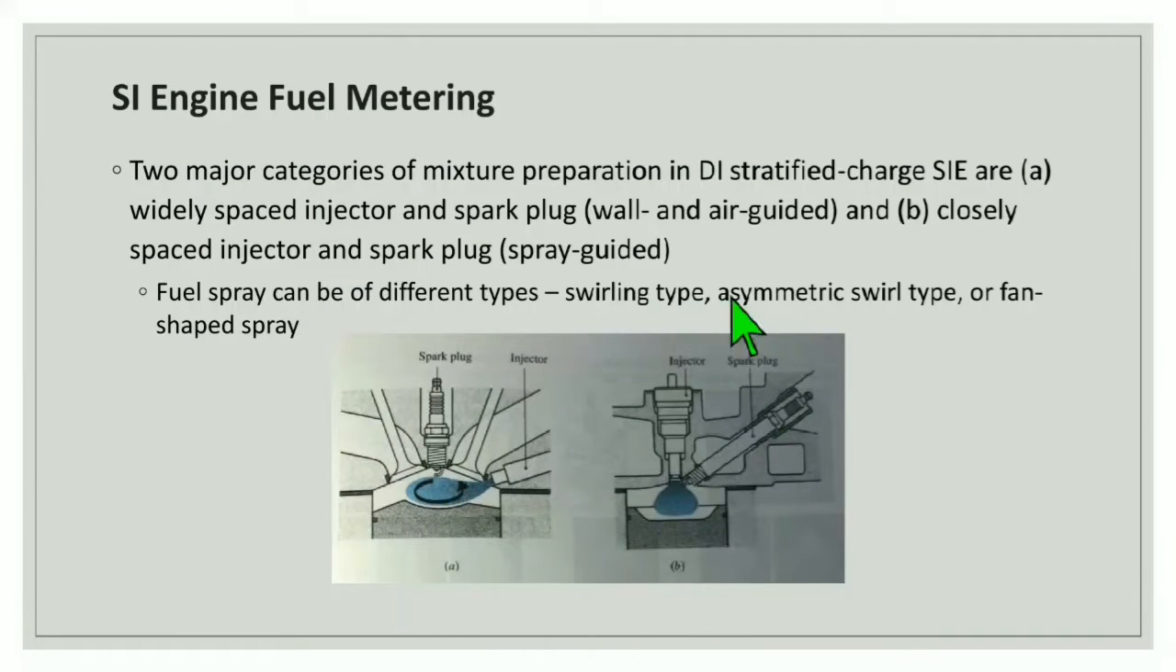And this is for number B, which is closely spaced injector and spark plug, spray guided. Look at this. This is the injector and this is the spark plug. And there is a short distance between these two, and there is a wide distance between these two. So these are the basic differences between these two types of fuel injectors.